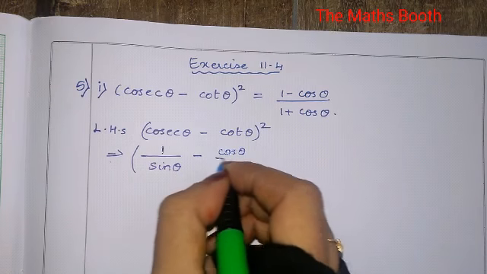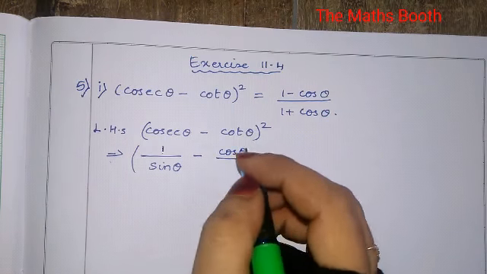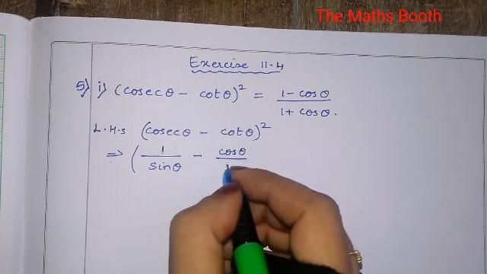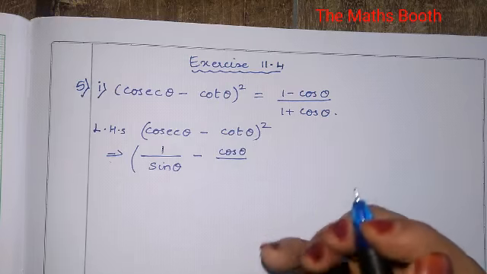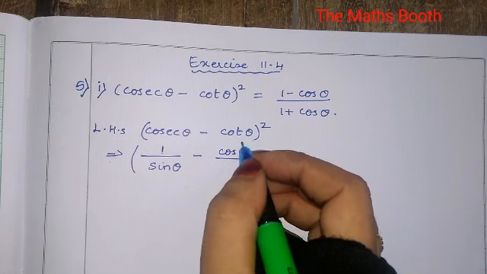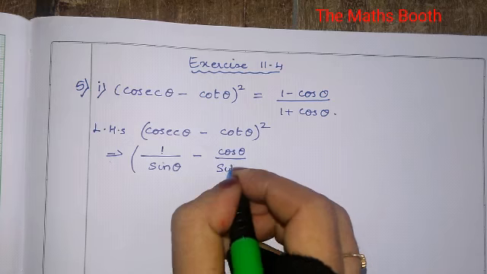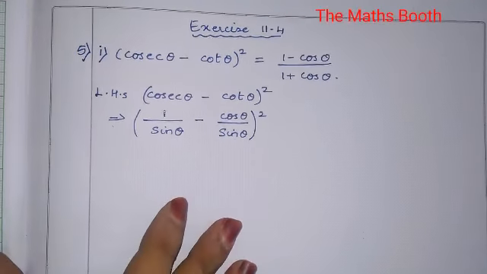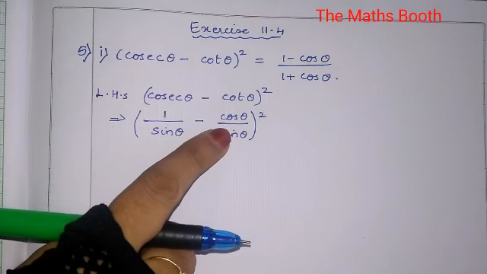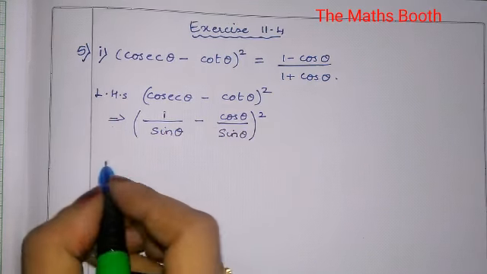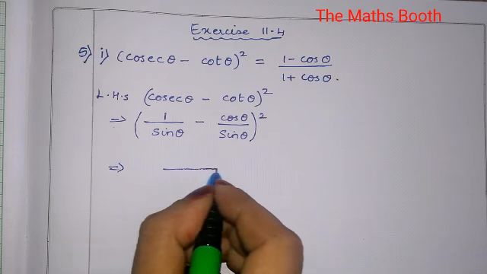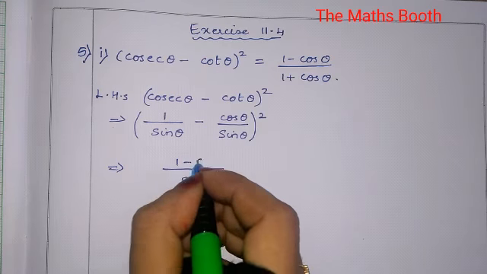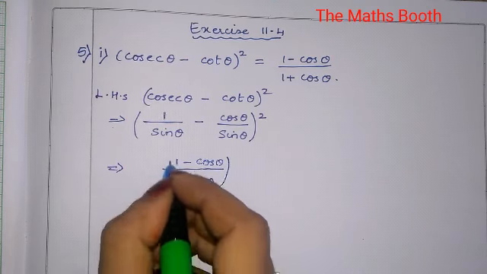I have told in my previous videos also that we should practice the formulas well. Unless and until we know the formula, we cannot proceed here. Cot theta is nothing but cos theta upon sin theta. Now we can see here the denominator is the same, so let me write sin theta as a single denominator: (1 minus cos theta) whole square.